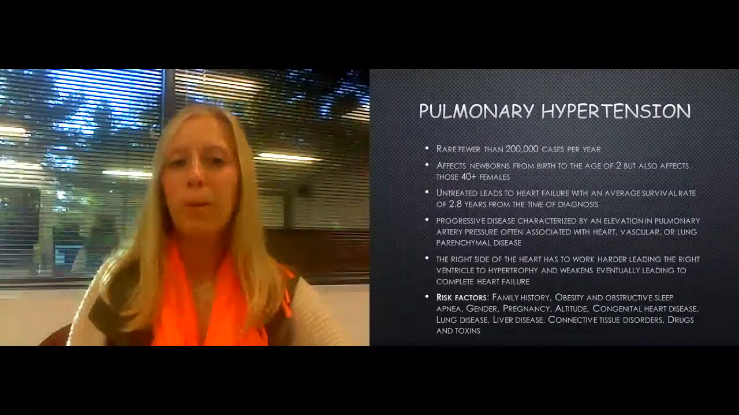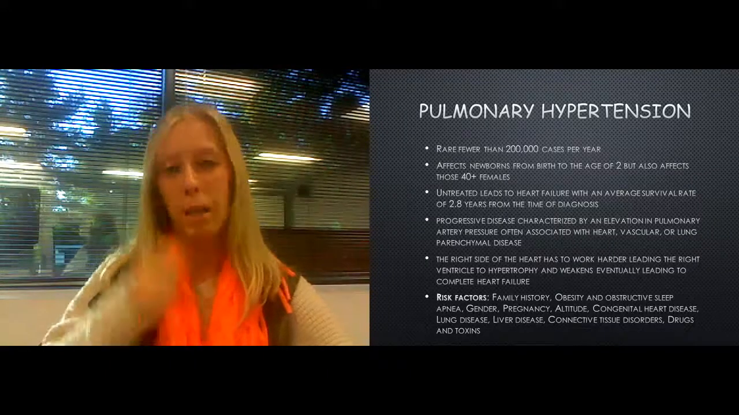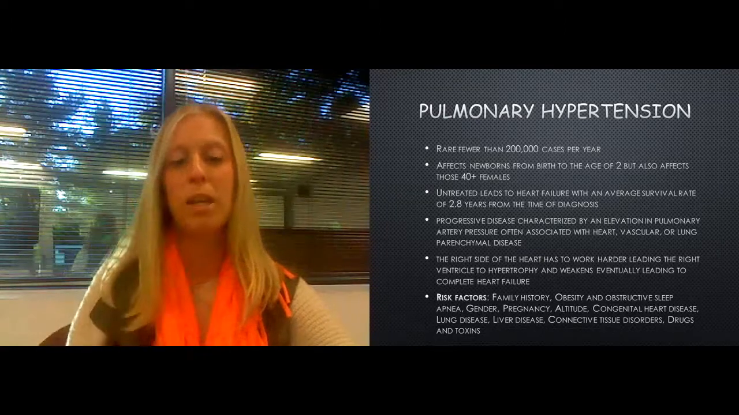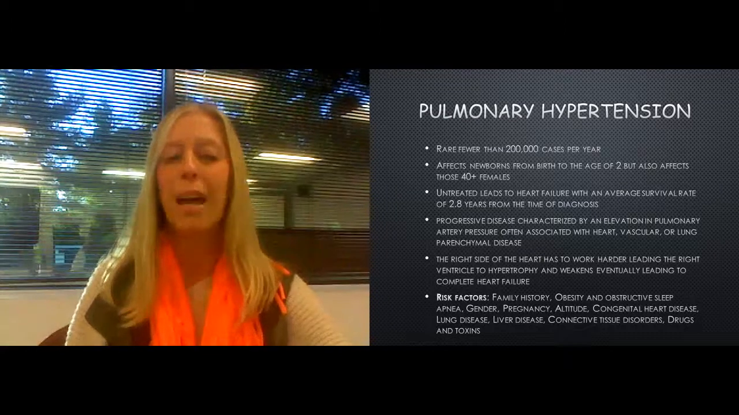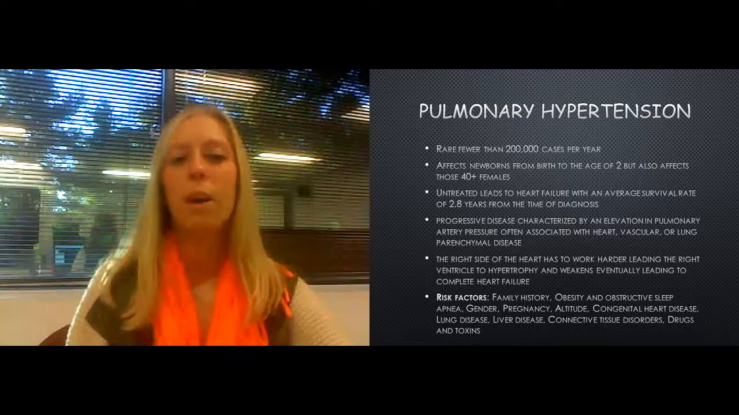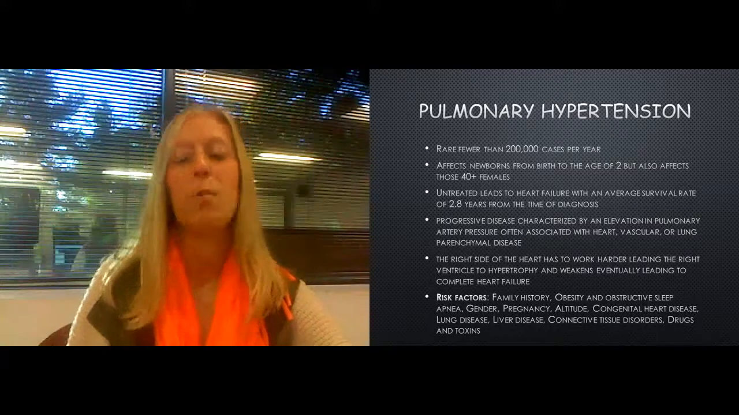So pulmonary hypertension is really rare. It's fewer than 200,000 cases per year, and it affects newborns from birth to the age of 2, but it also affects those who are 40 years and older, and usually is more common in females. If untreated, it leads to heart failure with an average survival rate of 2.8 years from the time of diagnosis.